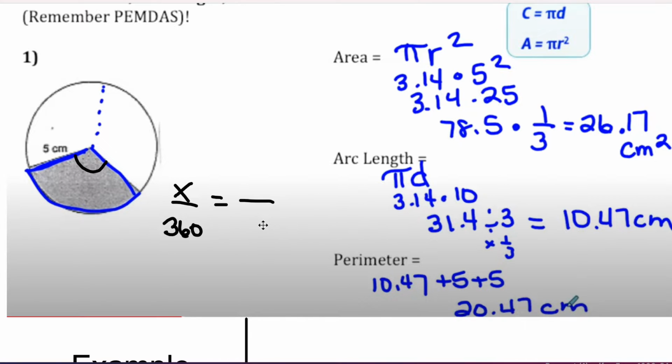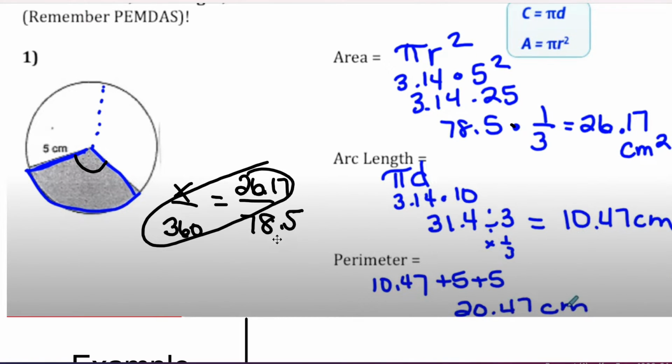Now we take any piece we want. We know this is 1/3, so let's start with the area. Let's take 26.17 since that's the piece, all over the entire area, 78.5. Remember how to do this: you cross multiply, and then you divide by 78.5. And you end up with 120 degrees.